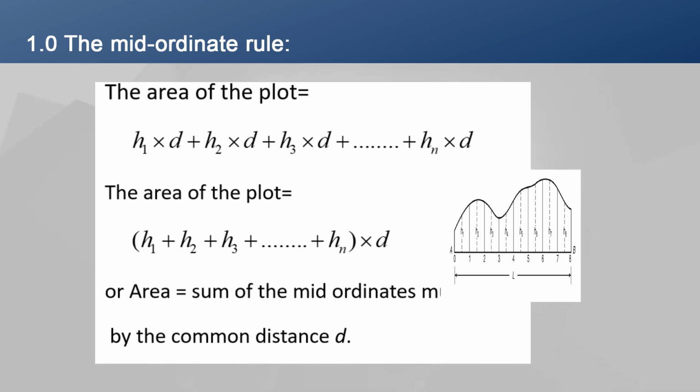So, all these areas will be summed so that we can get the total area. The area of the plot will be h1 into d plus h2 into d plus h3 into d up to hn into d. If we take d common, it will come out as h1 plus h2 plus h3 plus up to hn, the whole multiplied by d. So, now we can understand that the area is the sum of mid ordinates multiplied by the common distance d.